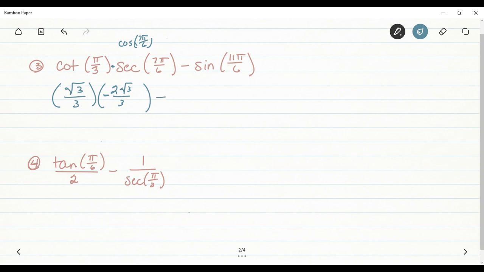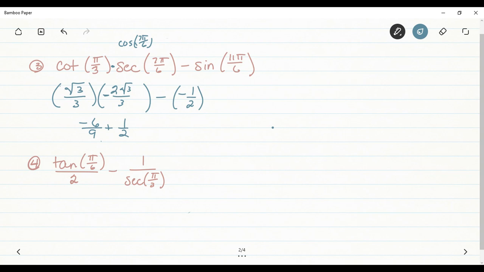Okay. Sine of 11 pi over 6, that is going to be in quadrant 4. Sine of pi over 6 is 1/2, so in quadrant 4, this becomes -1/2. Putting all of this together, this numerator multiplies, we end up with -6, right? 3 times 2 over 9 plus 1/2.